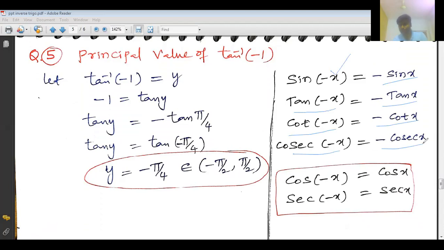So these are very important to remember, and we have discussed these already in class 11. Okay, only for cos of minus x equals cos x, secant of minus x equals secant x. That's why we call these two even functions, and the rest are odd functions, because f of minus x equals minus f of x, that is odd. f of minus x equals f of x, that is even. Clear?